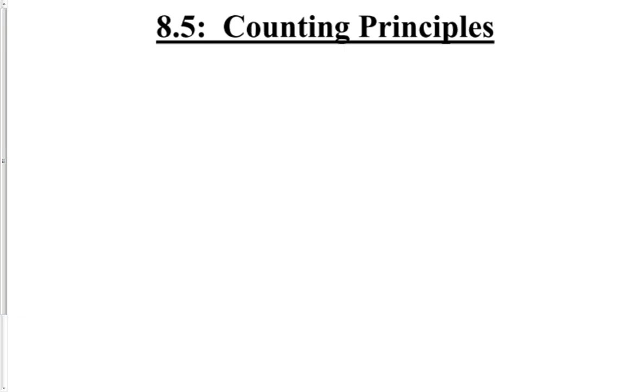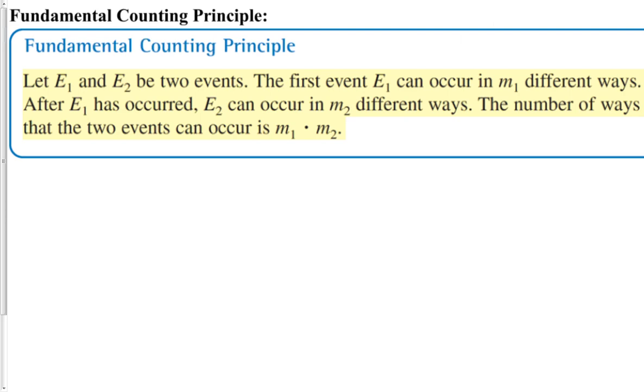Today's lesson is on the counting principles, and we're going to have some principles like combinations and permutations in here. So the fundamental counting principle is, let's say we have two events, E1 and E2. The first event can occur in M1 ways, and after E1 occurs, E2 can occur in M2 different ways. The number of ways that they can occur together is M1 times M2.